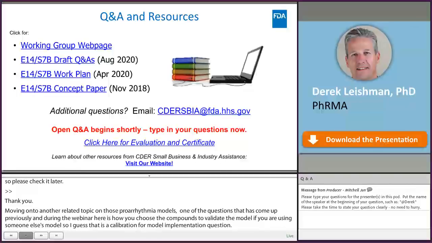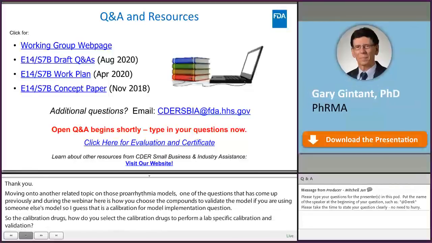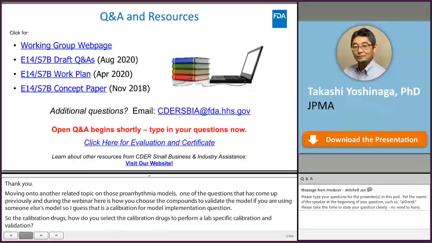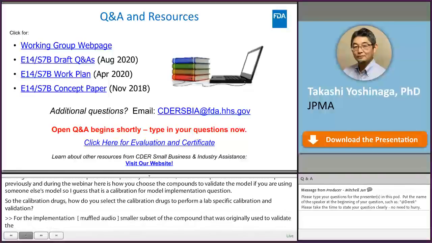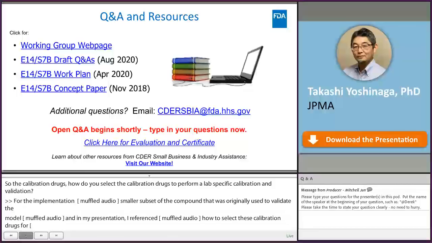Okay. Regarding compound selection for the calibration and validation, for the implementation of a qualified model in another lab, a smaller subset of the compounds that were originally used to train and validate the model can be selected. And in my presentation, I have referenced one recent publication to illustrate how to select these calibration drugs for lab-specific model implementation. So please check it to understand more exactly. Thank you, Taka.